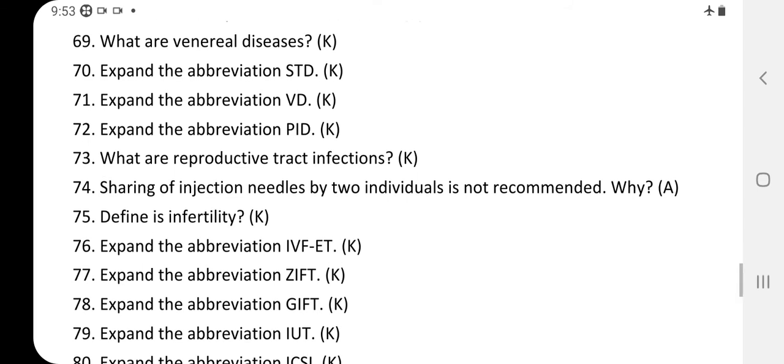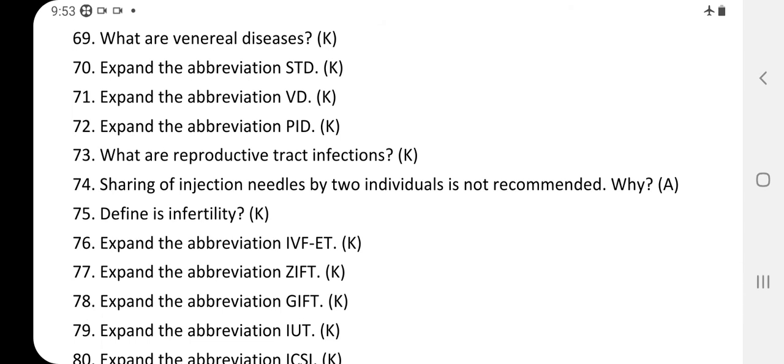74th question. Sharing of injection needles by two individuals is not recommended. Why? The sharing of injection needles by two individuals is not recommended because of sexually transmitted diseases or infections like hepatitis B and HIV, which can be transmitted by sharing the injection needles between two individuals.